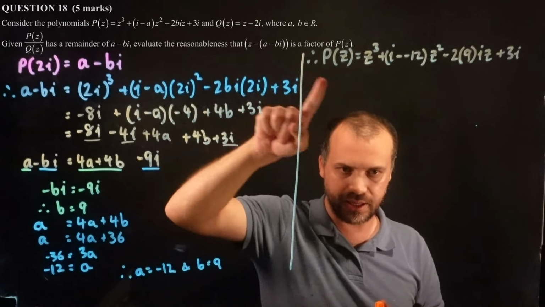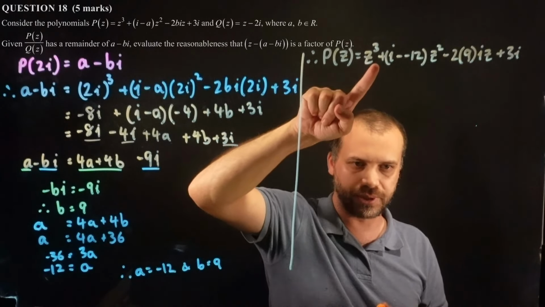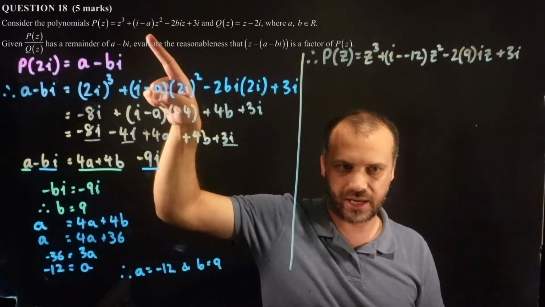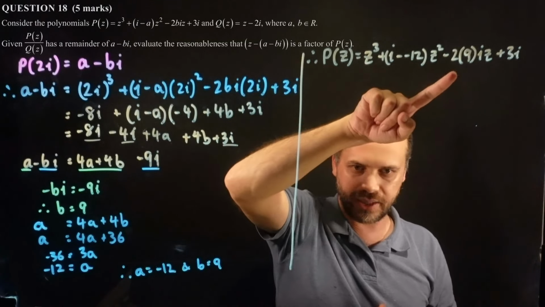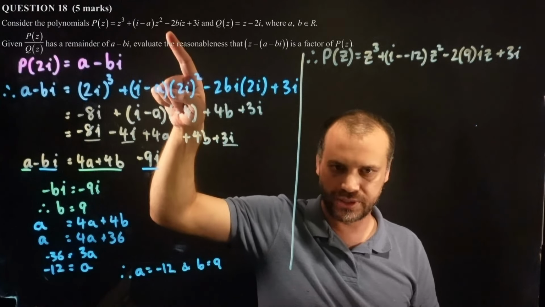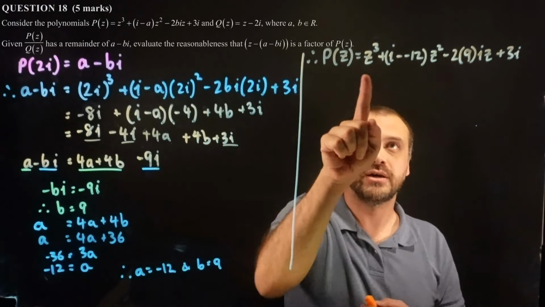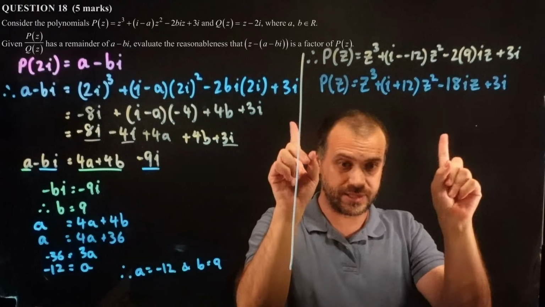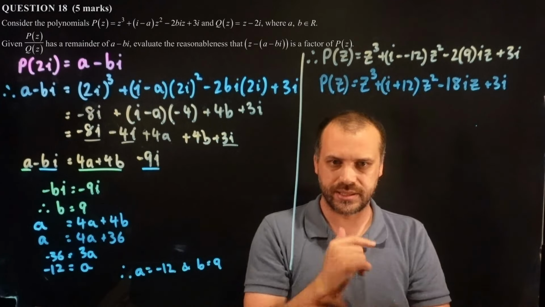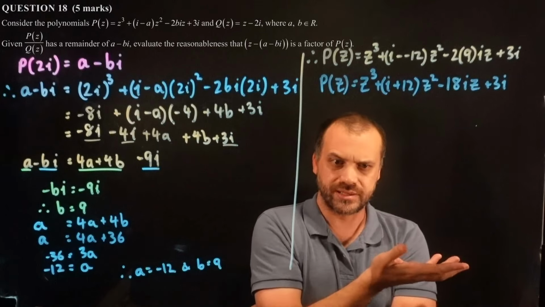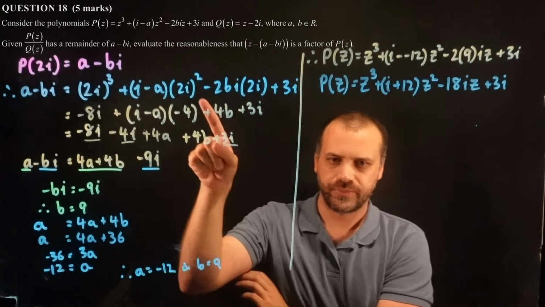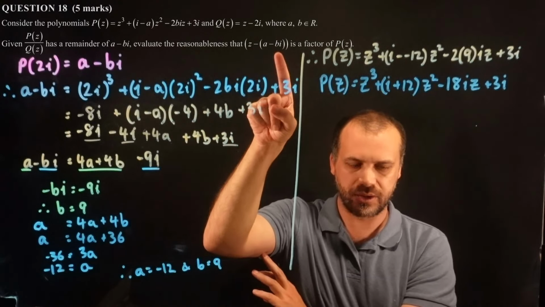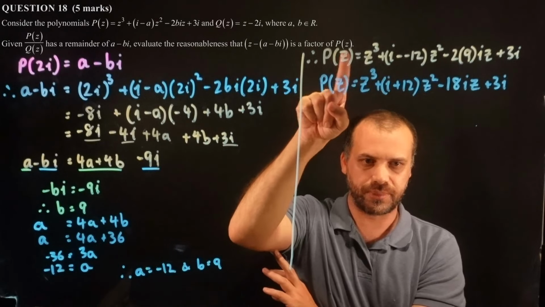Okay, so p(z), I've written it here, p(z) equals z cubed plus i minus 12. I'm substituting negative 12 in here for a, right? There's where that negative 12 comes from. And then b, negative 2biz, we see a b there, so I'm putting that 9 in there. I think I can simplify this just by doing some basic maths. Now that is p(z). That's great, I know what p(z) is now. Now, I haven't answered the question though, that wasn't the question. What was the question? Evaluate the reasonableness that z minus a minus bi is a factor of p(z).